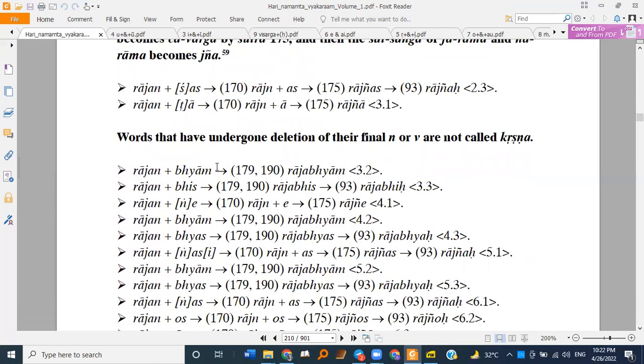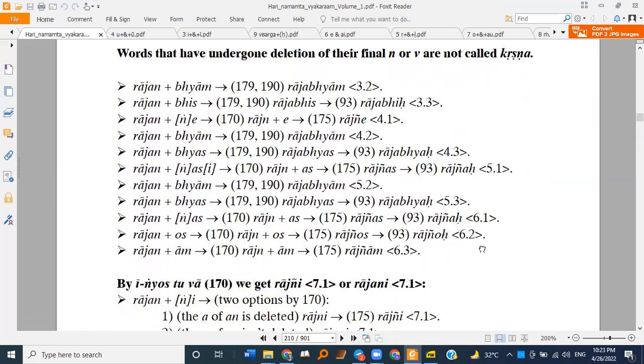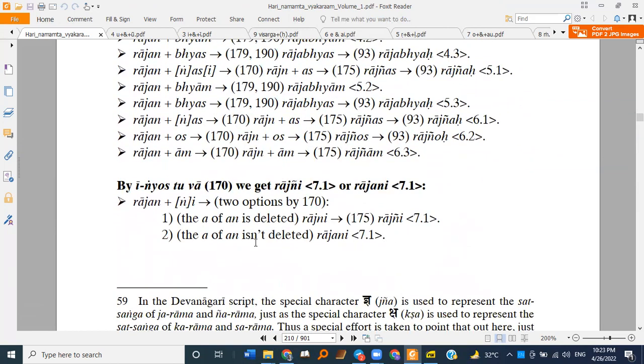Then 3.2, Rajan Yukta Bhyam, Purvasya Vishnu Padavatvam, 179, Rajan is considered a Vishnupada. And then Namantasya Nasahara Vishnupadante Buddham Vina. Rajabhyam, Rajabi, Ragi, Rajabhyam, Ityadi. In 7.1, optionally a Rama will be deleted. So Ragni and Rajani. What was that?